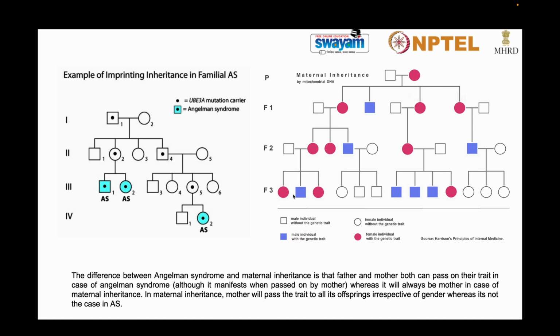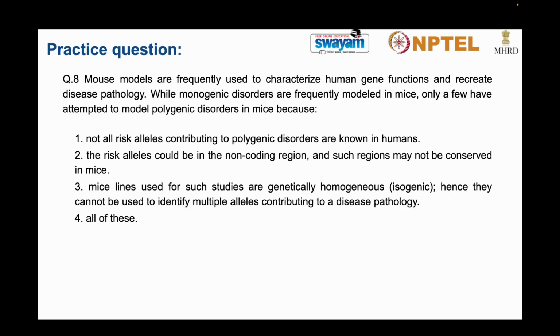So I hope now it is clear what it means. If we talk about Angelman syndrome, it deals with chromosome number 15, which is an autosome present in the nuclear DNA. But maternal inheritance deals with the mitochondrial DNA. So these are the main differences between Angelman syndrome and maternal inheritance. You should not get confused between the two. Okay, so now let's move further.